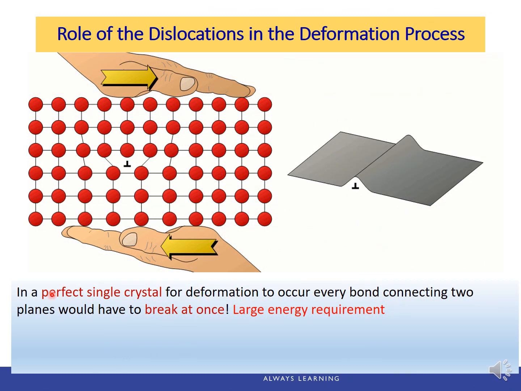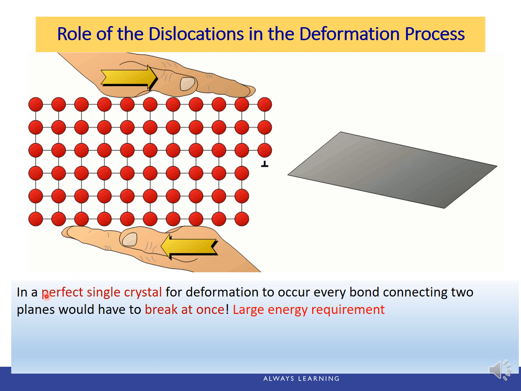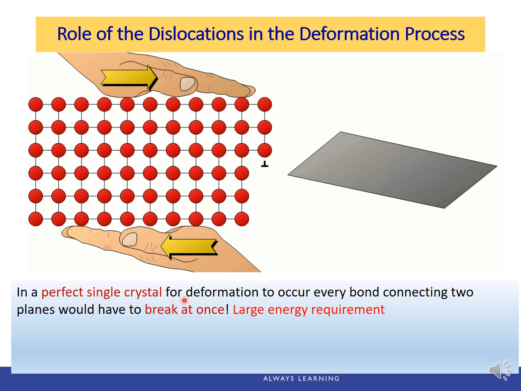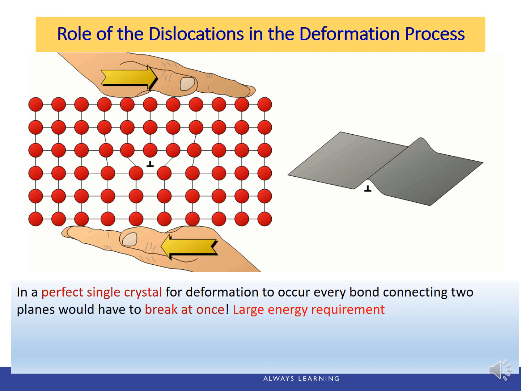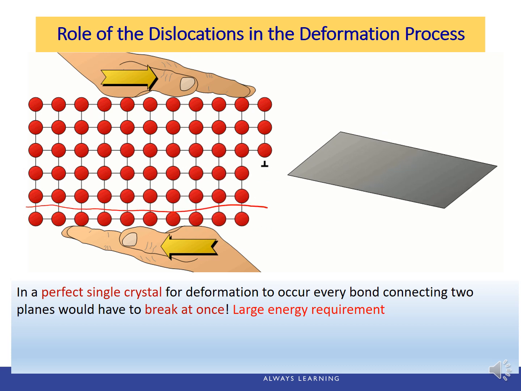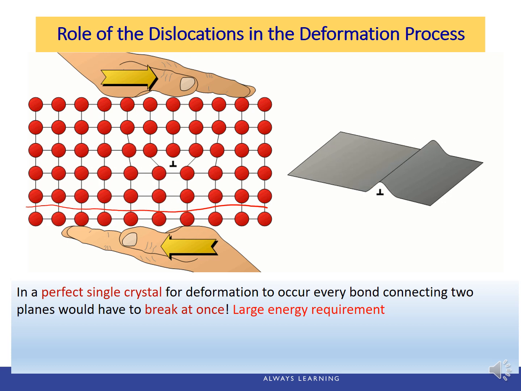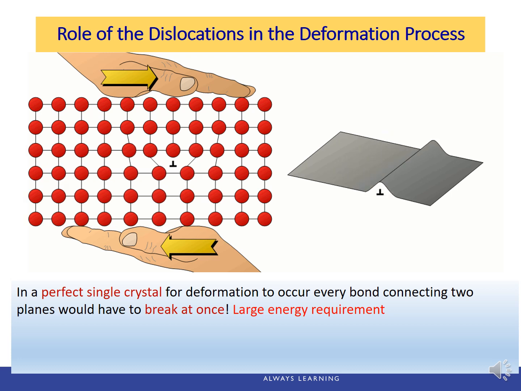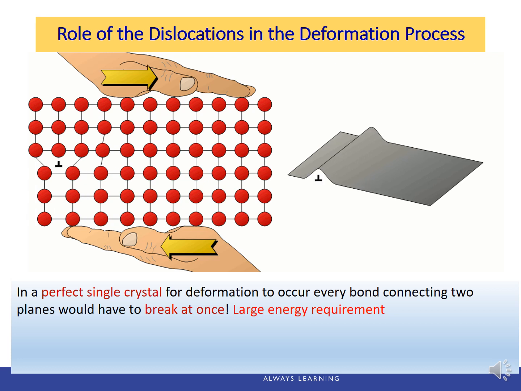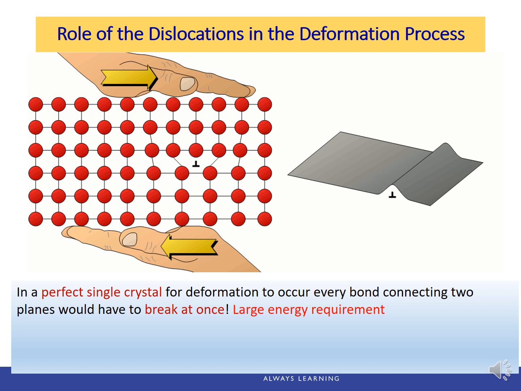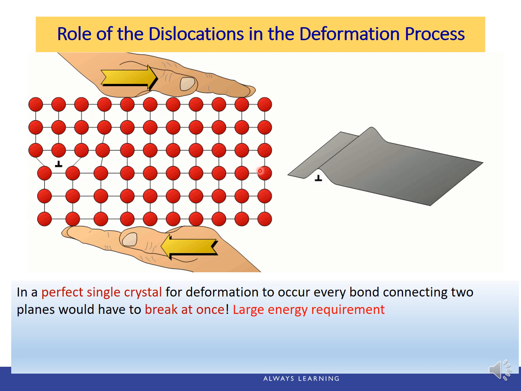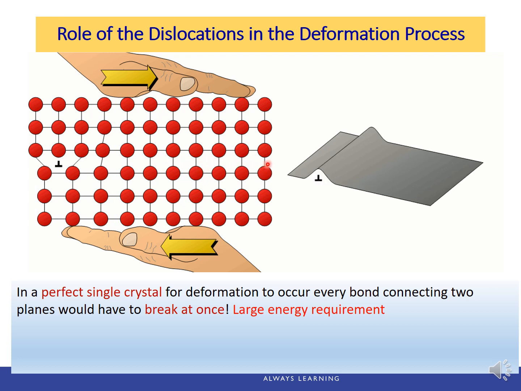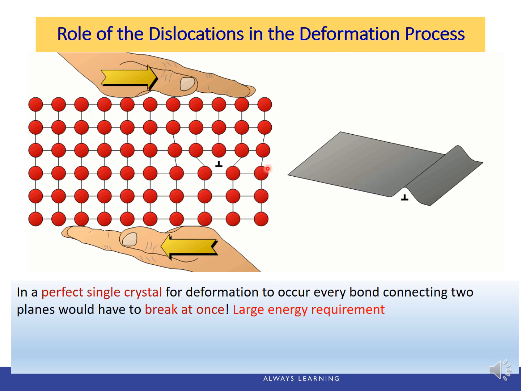For deformation to occur in a perfect single crystal, so perfect means there are no defects, no dislocations, then every bond connecting two planes would have to break at once in order to shear off a lattice plane. For example, if we want to break this row of bonds all at once, it requires a large amount of energy. However, due to dislocations in real materials, it is no longer necessary to break all bonds between two atomic planes at once. Rather, it is enough to overcome only one bonding series at a time. And the dislocation line jumps step by step from atomic row to atomic row with little effort and finally emerges as a slip step on the surface of the material.